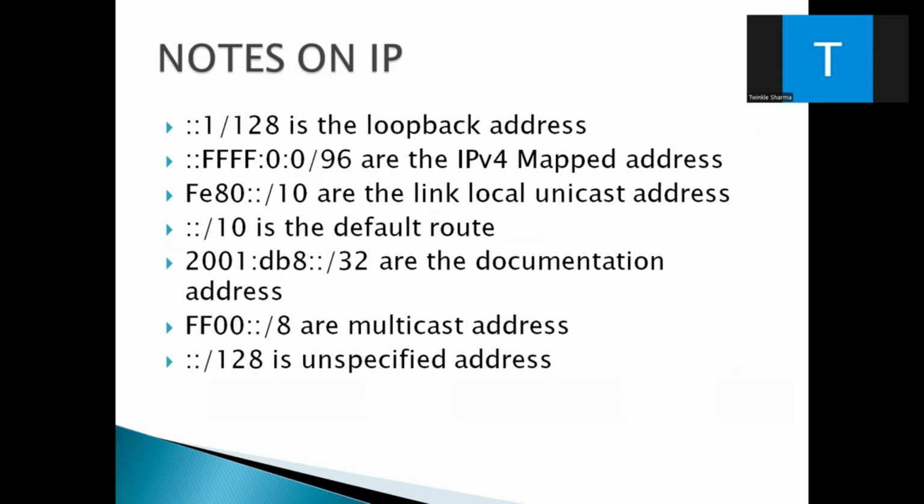::FFFF:0:0/96 are the IPv4 mapped addresses. We also discussed the mapping of IPv4. FE80::/10 are the link local unicast addresses. ::/0 is the default route. 2001:DB8::/32 are the documentation addresses. FF00::/8 are multicast addresses. ::/128 is the unspecified address.